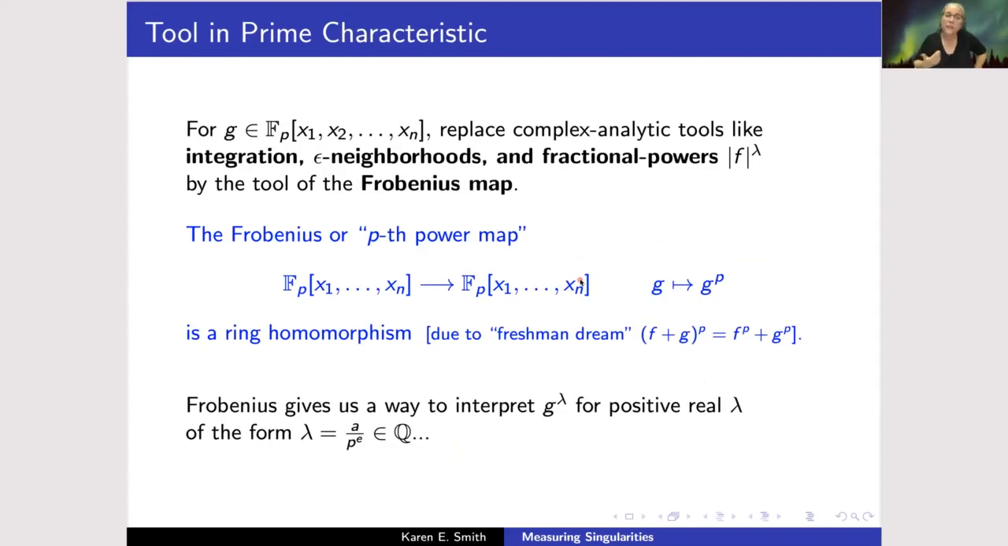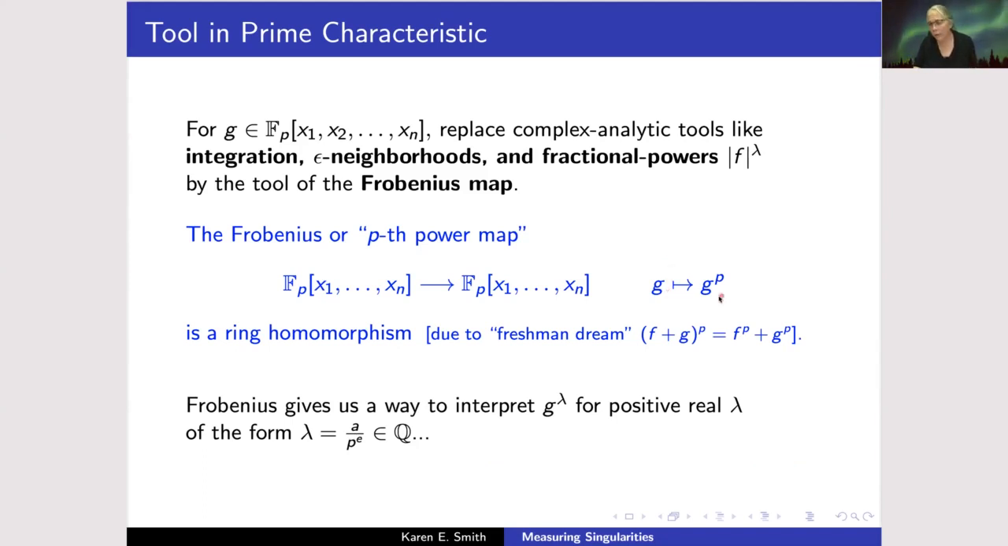So what do we do? We threw away integration. We threw away integrals, delta epsilon neighborhoods and balls and all the good stuff of analysis. So we had to go to our tool that we talked about last time, which is the Frobenius map of a ring of characteristic P. The Frobenius map of a ring of characteristic P is the Pth power map.